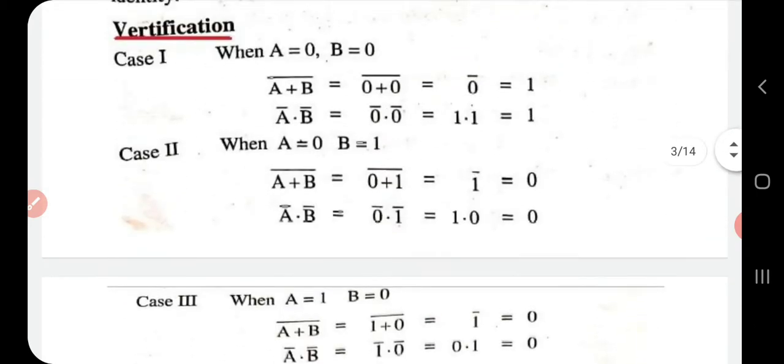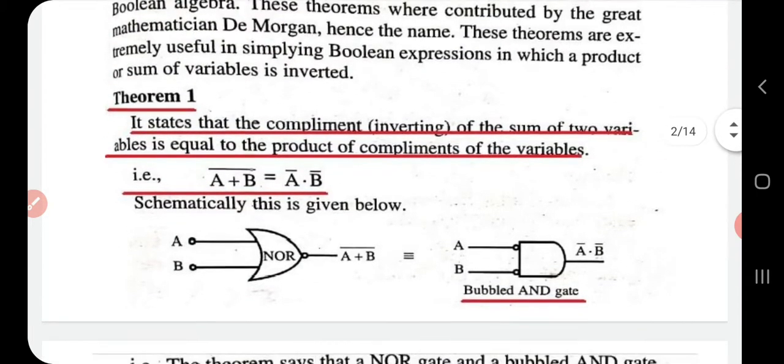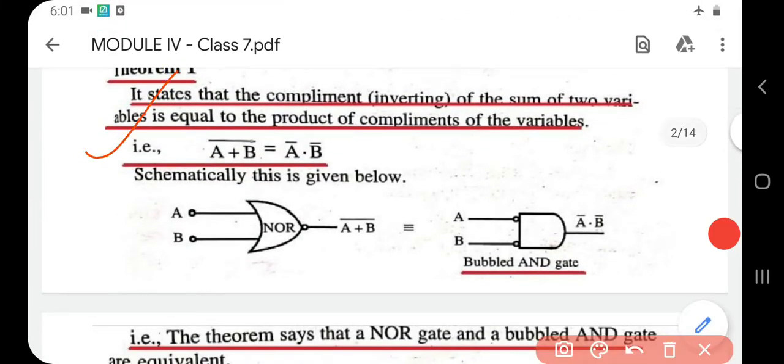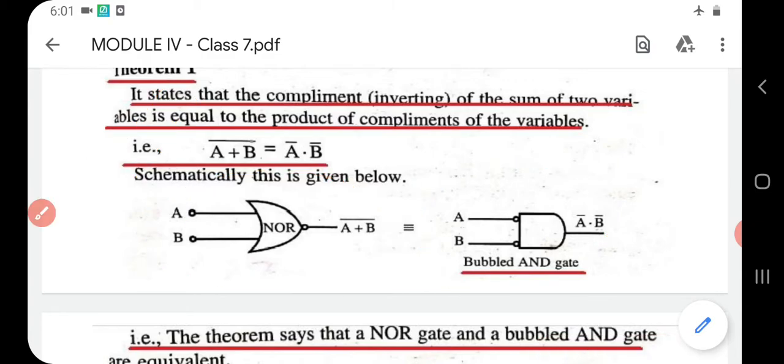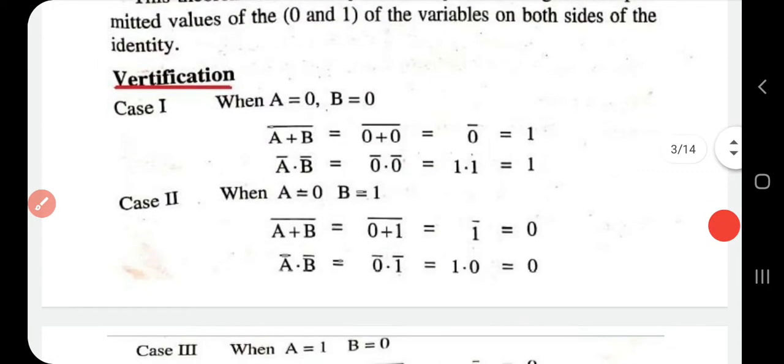So here you have to study the statement and the expression, that is, (a plus b) the whole bar equals a bar dot b bar. Then that a NOR gate is equivalent to a bubbled AND gate, and then the verification.